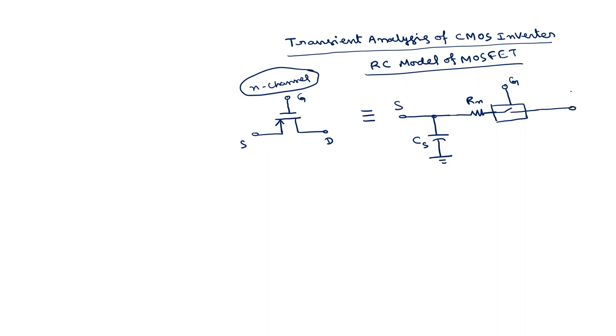then this is the drain terminal. Here also there will be some capacitance which is called CD, the drain capacitance. Now it depends upon the VGS. In the ideal case what we assumed is, if VGS is positive, the n channel MOSFET will be on and it will act as a short circuit. There is no resistance at all. And if VGS is 0, then it will act as an open circuit.